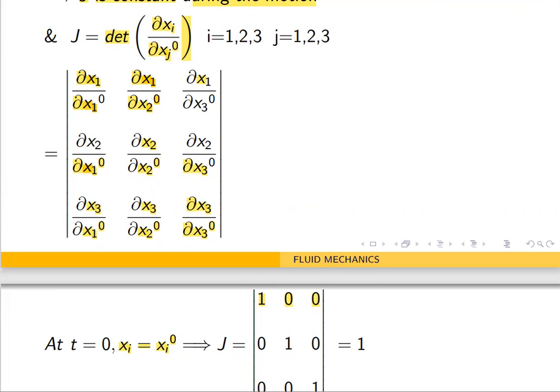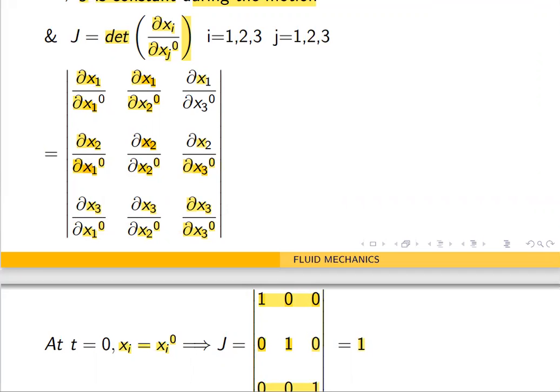Similarly, dou x2 naught by dou x1 naught is 0. Okay. Then dou x2 naught with respect to dou x2 naught is 1. And dou x2 naught with respect to x3 naught is 0. Similarly, the third row. So expand this determinant. Determinant value is 1. Fine. So J equal to 1.